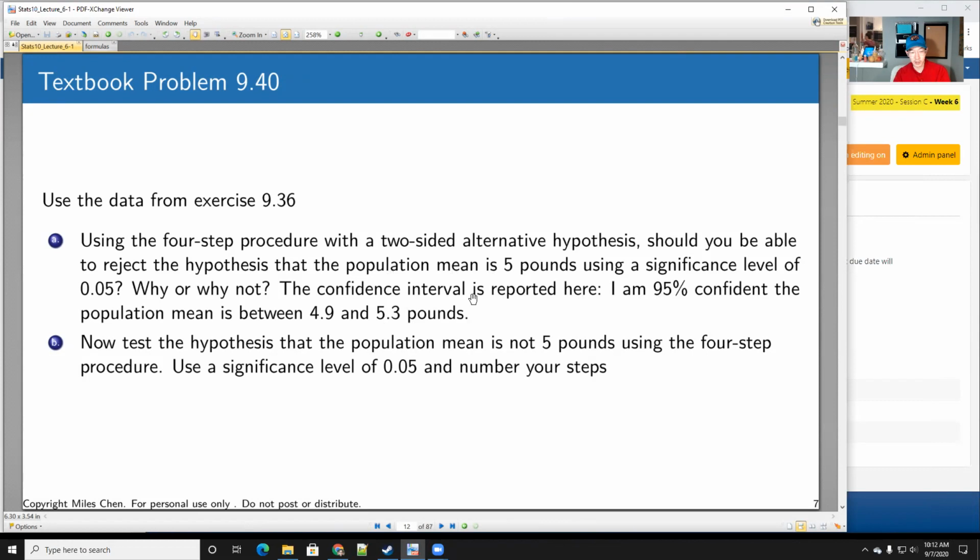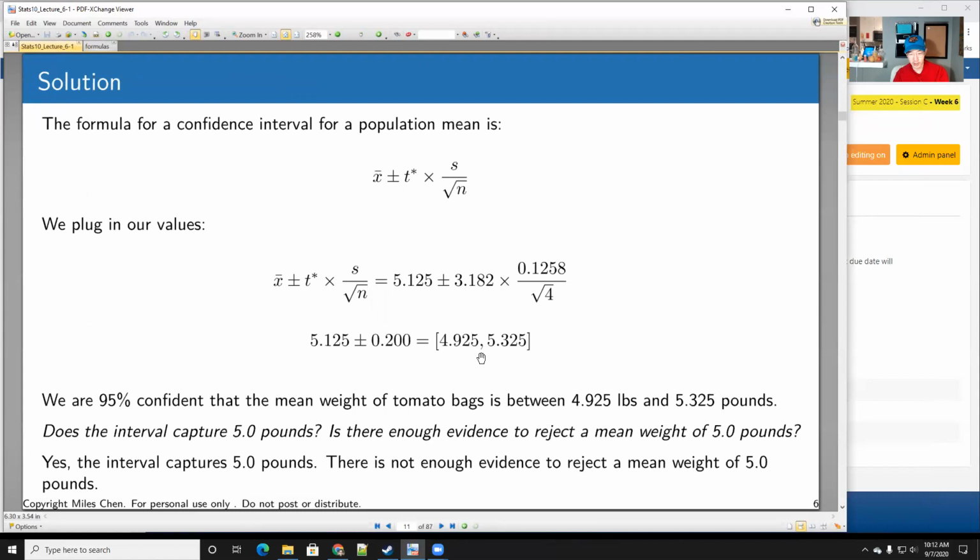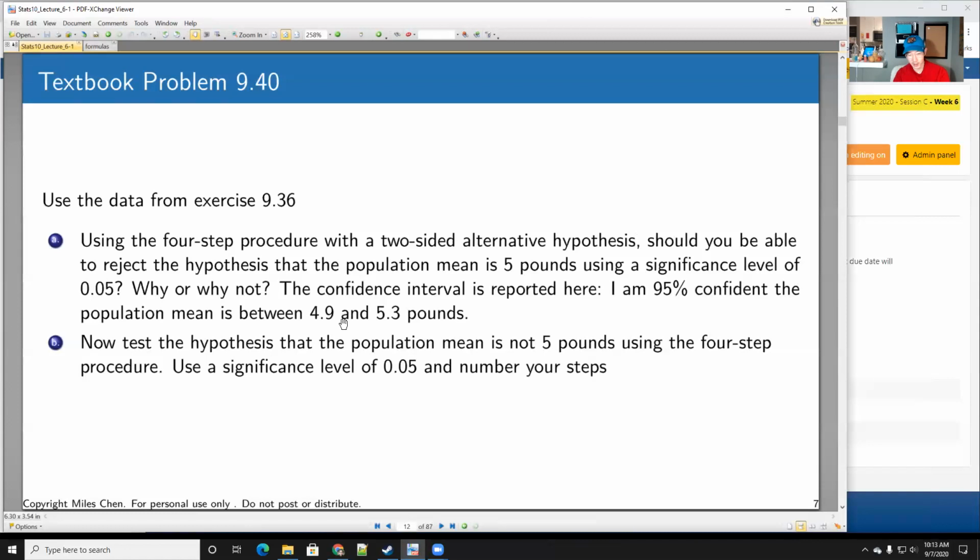Based on the confidence interval alone, we can answer the question. They gave us a slightly different confidence interval. They're just saying hypothetically, let's say the confidence interval is 4.9 to 5.3, which is slightly different from the confidence interval that we found. But that's fine. The question here is, based on this confidence interval, what can we say about the hypothesis test? A confidence interval and a two-sided hypothesis test should come to the same conclusion.